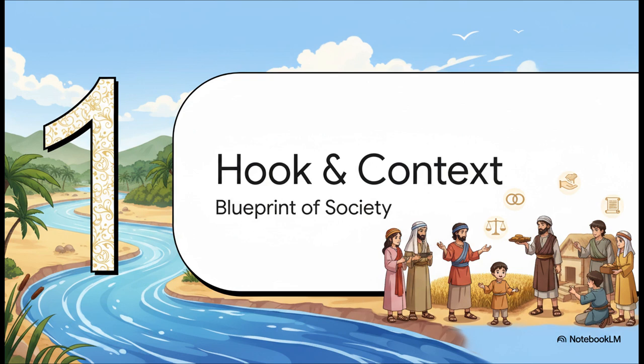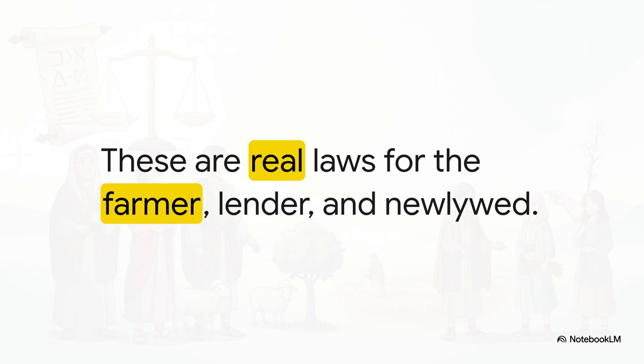Section 1, Hook and Context, the Blueprint of Society. To really understand what's going on in this chapter, we first have to understand exactly where we are in the narrative. As the Israelites prepare to finally cross the Jordan River, Moses is delivering highly practical instructions. He's helping them transition from being desert wanderers to a settled, functioning nation.